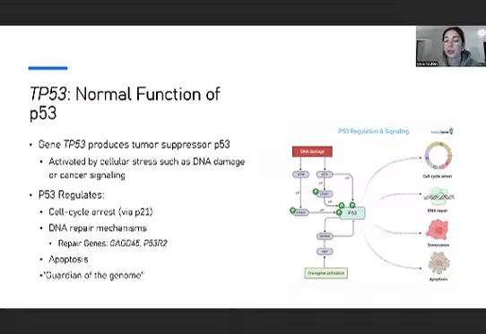Another thing to note is over in this graph on the right, we have senescence, which is another pathway that p53 can activate, where the cell will just be put into a permanent state of rest, but it will still be kept alive.